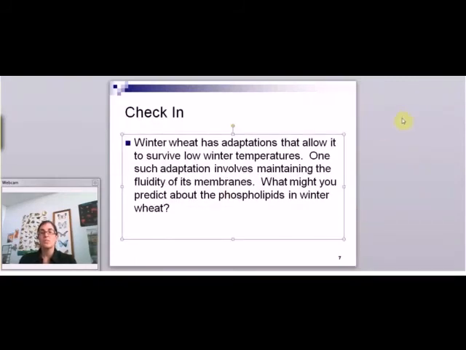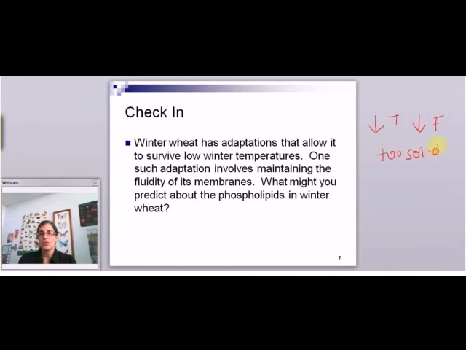Okay, so here's putting this information to use. Winter wheat has adaptations that allow it to survive low winter temperatures. One such adaptation involves maintaining the fluidity of its membranes. What might you predict about the phospholipids in winter wheat? Well, if you think about it, low temperatures are going to cause a decrease in fluidity. So my membrane is going to tend to be too solid. For that reason, I need to increase fluidity.